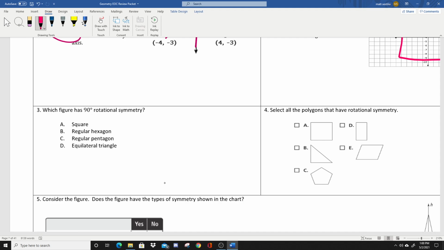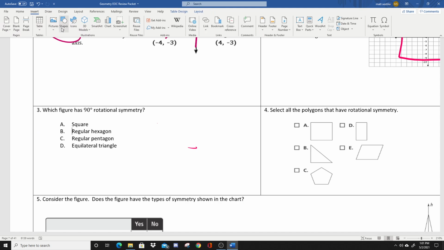Which one has 90-degree rotational symmetry? If you don't know what this means, I put some Khan Academy videos, linked it. But basically what this means is, thankfully this is multiple choice, so we'll do the square first. And actually, I wonder if it's, oh wait. Okay, yeah, we'll do that with this.